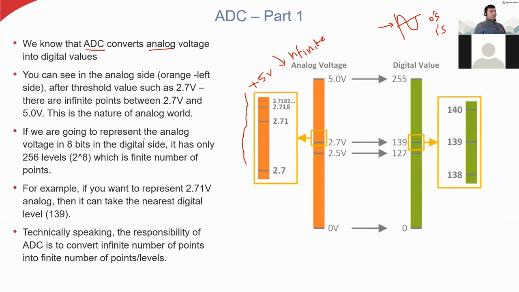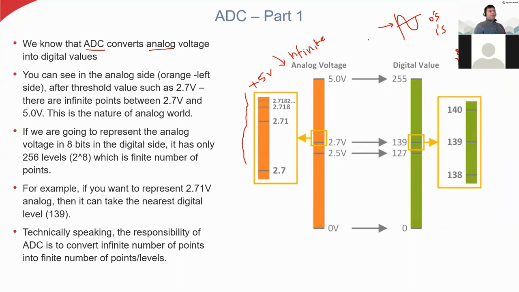If we are going to represent the analog voltage in digital, for example, we can use 8 bits on the digital side. If you use 8 bits, it means 2^8 according to the standard. So maximum we can have only 256 levels on the digital side. It means we will have 8 registers. The 8 registers' values will change 0 or 1, and then we can represent 256 levels.